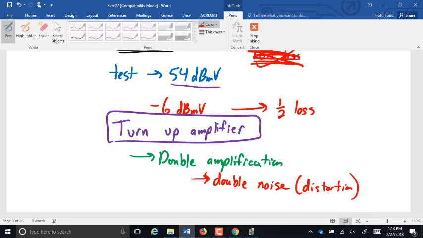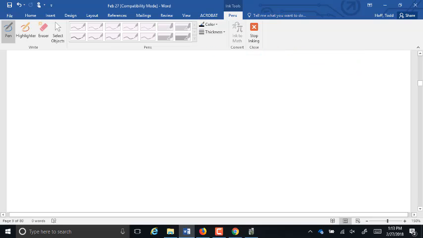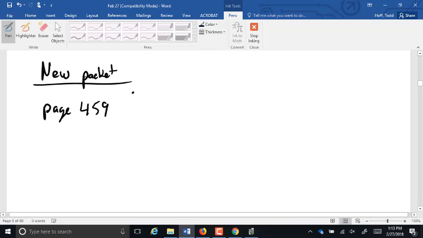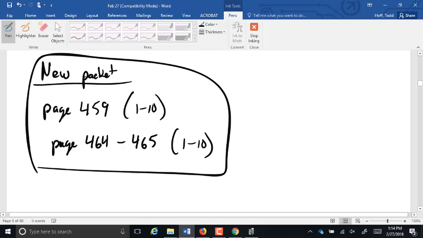Any questions? Okay, so out of that new packet I gave you last, page 459, 1 through 10, deals with the signal testing again. And then you can start taking a look. We haven't covered all of this yet. Page 464 through 465, 1 through 10. Tomorrow we'll talk a little bit more about this signal testing. And then we will also do a little bit of review for your test.